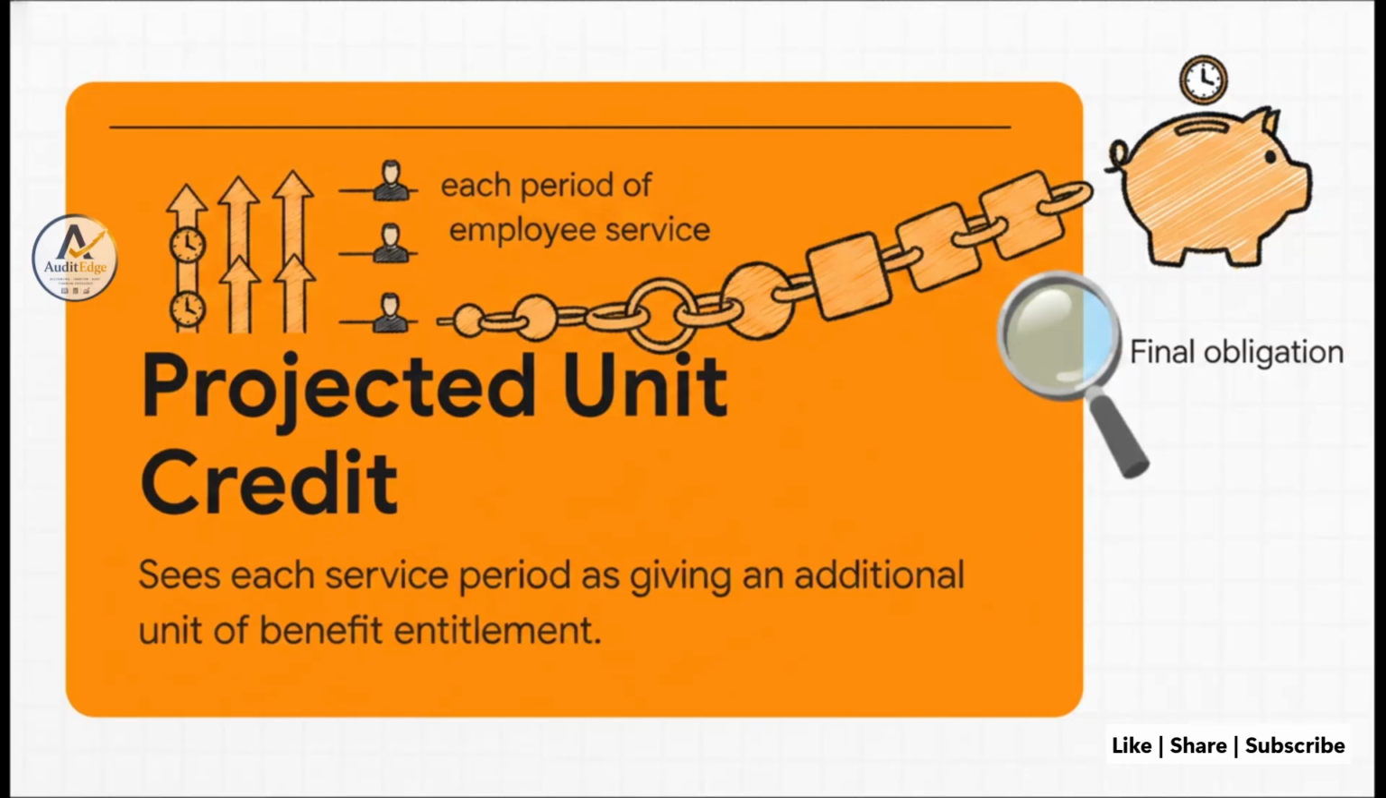Now, for that first step, you absolutely must use the projected unit credit method. Make sure you memorize this name. Think of it very simply. Every extra year an employee works adds exactly one specific unit of benefit. This method measures each unit separately to build up the final total obligation. And remember, it's literally the only method allowed by the standard for defined benefit plans.